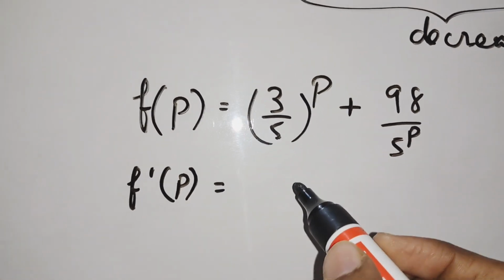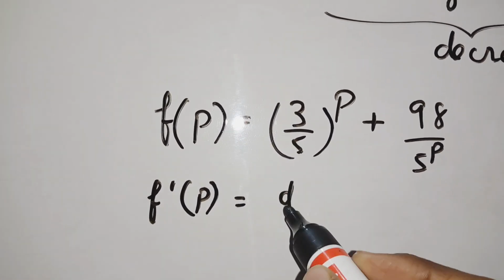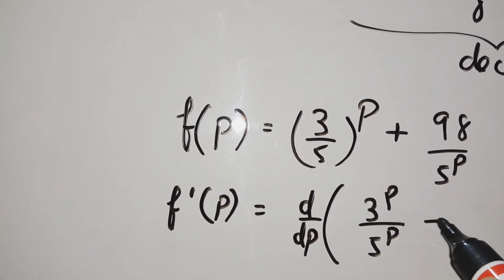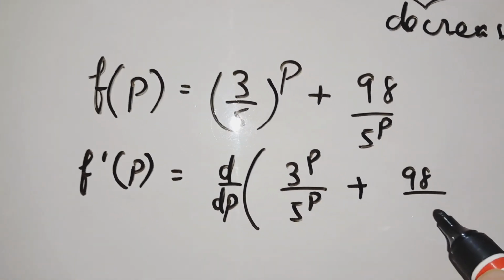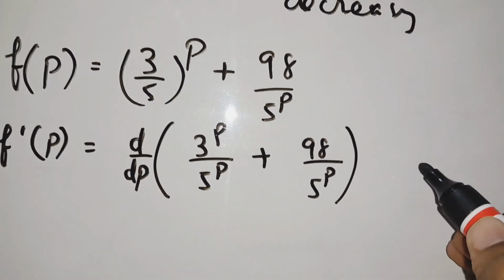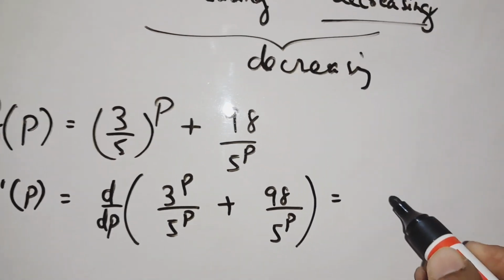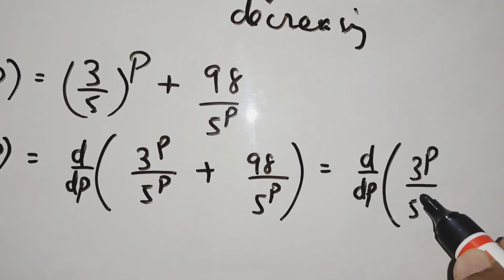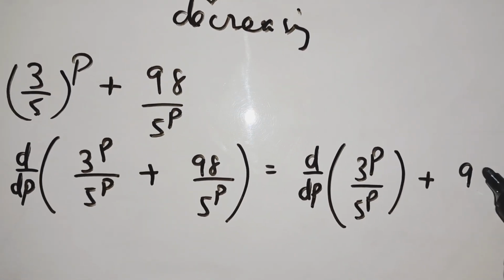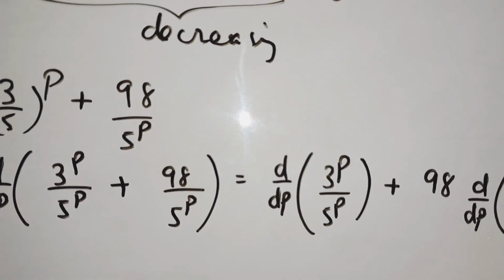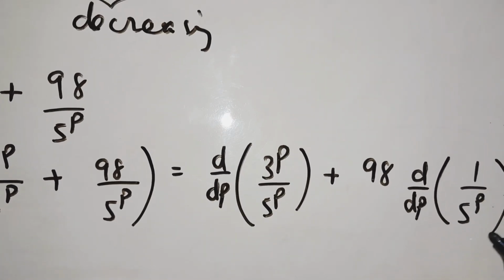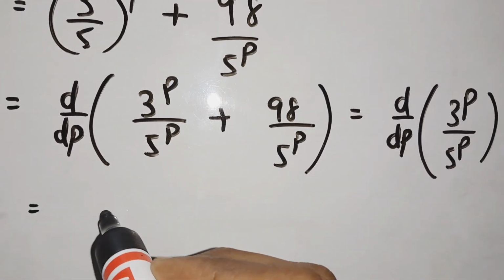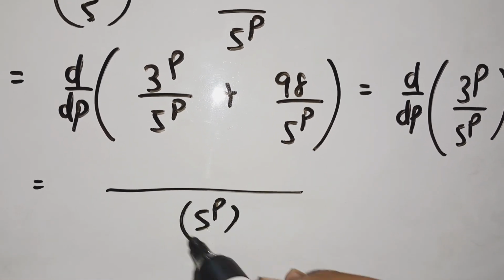Okay, so how will we show this? The derivative means d by dp of 3 to the power p by 5 to the power p plus 98 by 5 to the power p, and this is nothing but d by dp of 3 to the power p by 5 to the power p plus 98 times d by dp of 1 by 5 to the power p. Then again, what we can do, this one as 5 to the power p whole square.